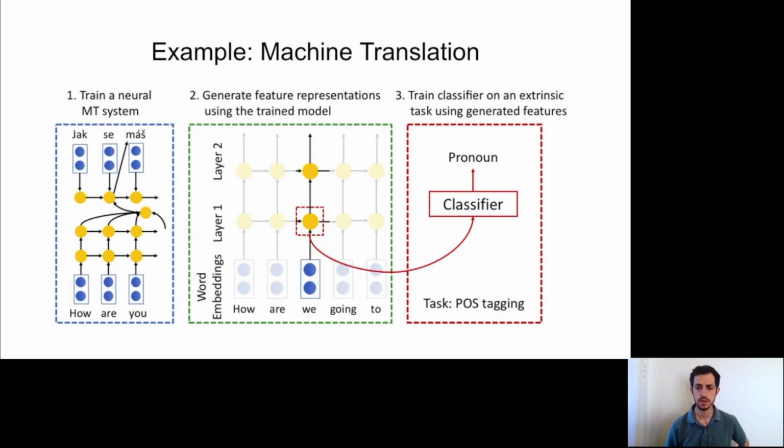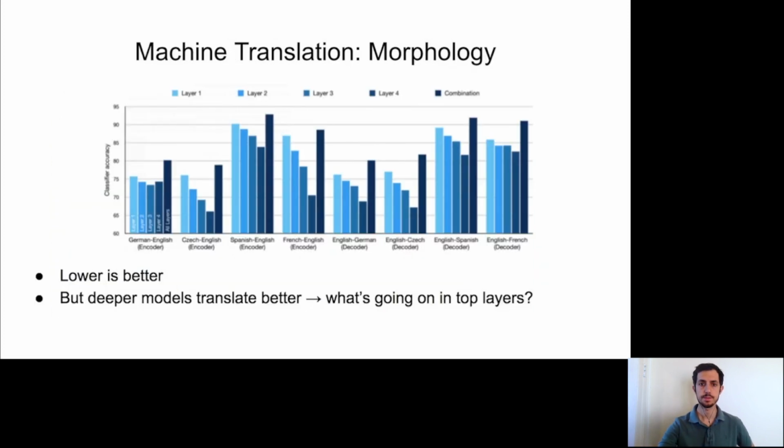So the setup in illustrative terms looks like this. First, you'll train a neural MT model, then generate feature representations. Here, we show an example of taking features from the first hidden layer of an RNN model. And finally, we'll train a classifier to predict an external task, here a part of speech tag.